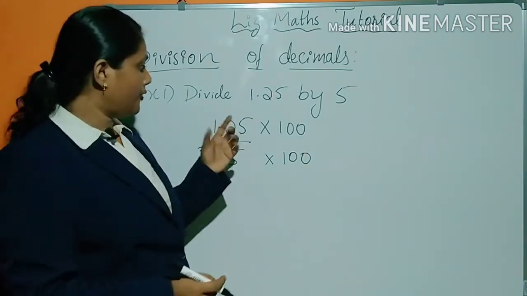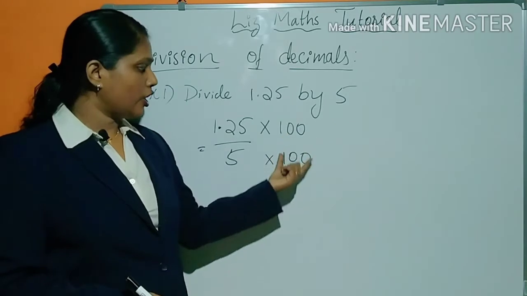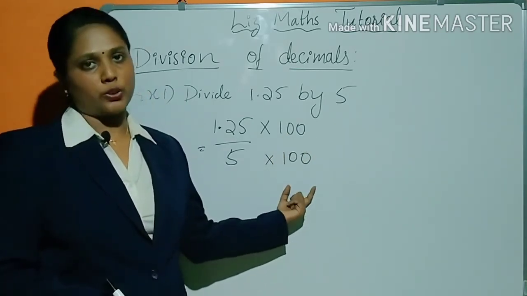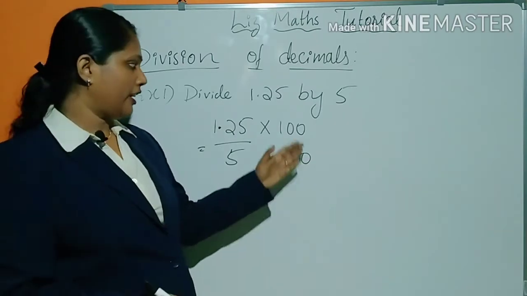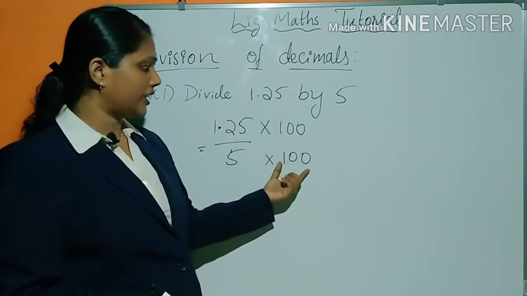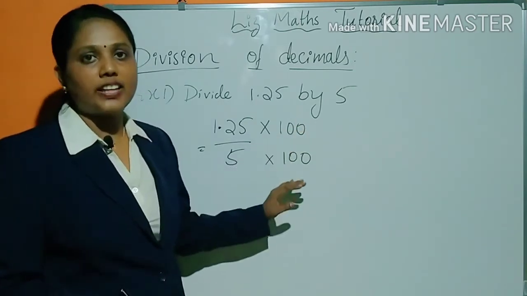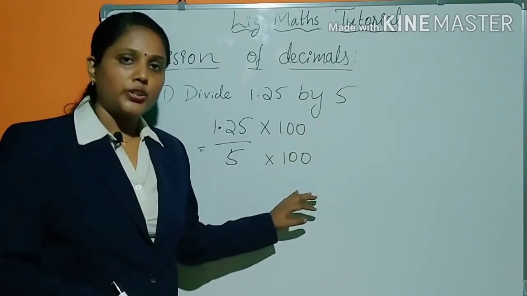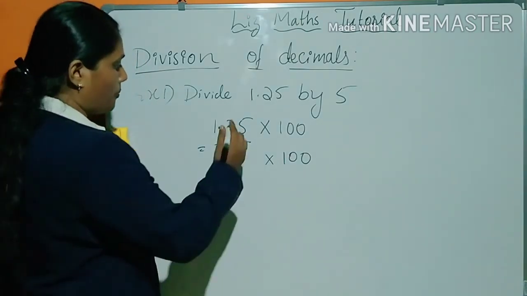See here, if you are multiplying anything to the numerator, the same way you have to do it for the denominator also. You cannot change any number multiplying. You can't multiply here 10 and here 100, it is not possible. If you are multiplying by 100 in the numerator, the same number you have to multiply to the denominator also. Hope you guys understood. So now multiply it.